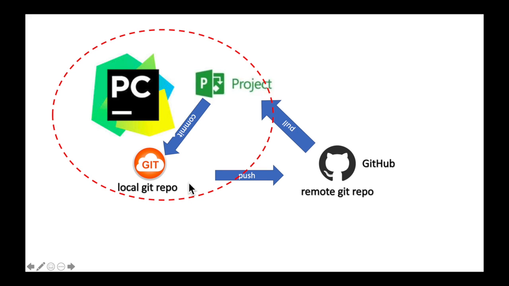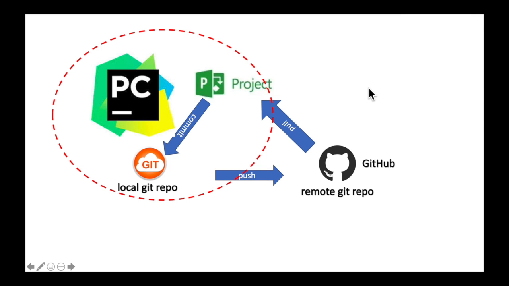PyCharm keeps tracking every change made to the project, and you want to commit the changes to your local Git repo. Once you're satisfied with all those changes, you can push them onto the remote Git repo. You can allow your team members to do exactly the same thing. Once your code is available in GitHub, you can pull all these changes back into your local project, so you can merge the differences between other people's code and resolve the conflicts. That's another video. We can do that later.